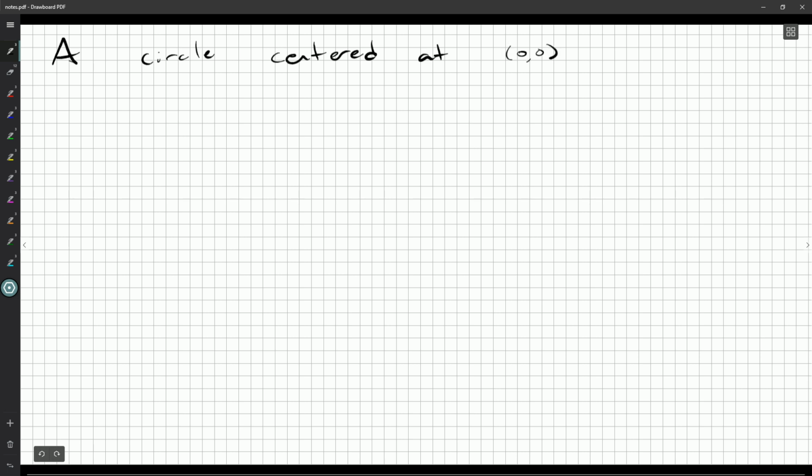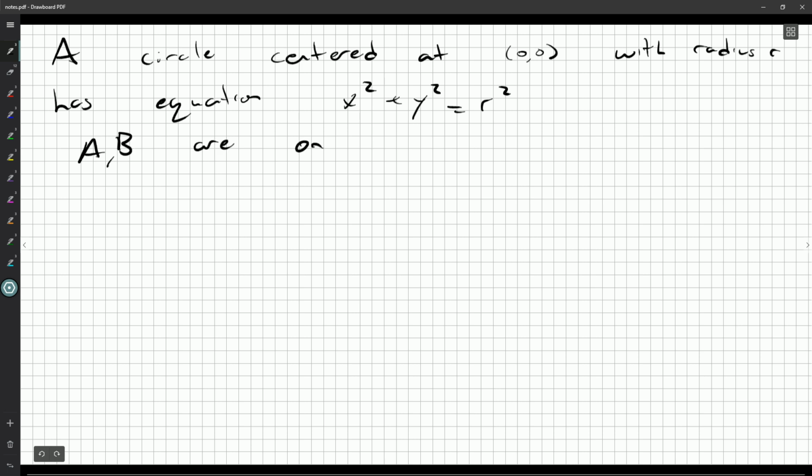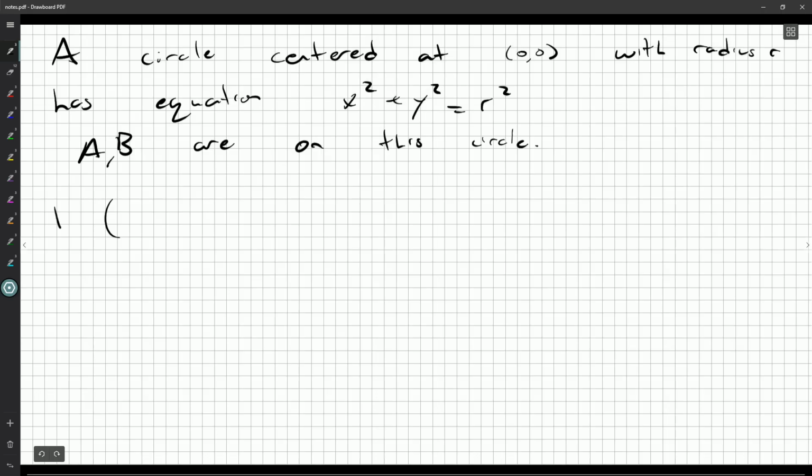Okay? So I might say something like a circle centered at 0, 0, with radius r, because the radius is currently unknown, has equation x squared plus y squared equals r squared. Okay? Now we know A and B are on this circle. Okay, so we should be able to plug them in. So we've got, is it minus d first? Or no, it's regular d first. So d squared plus minus d squared must be r squared. You'll get 2d squared, or r squared.